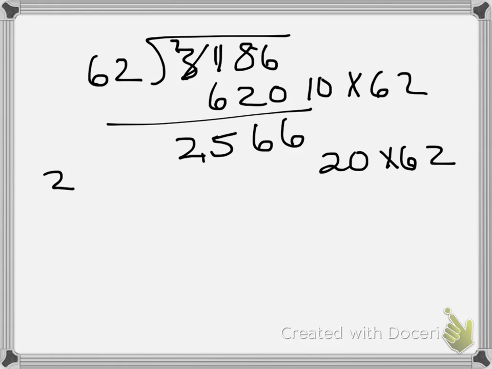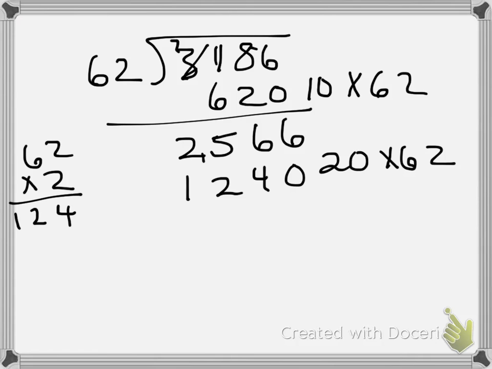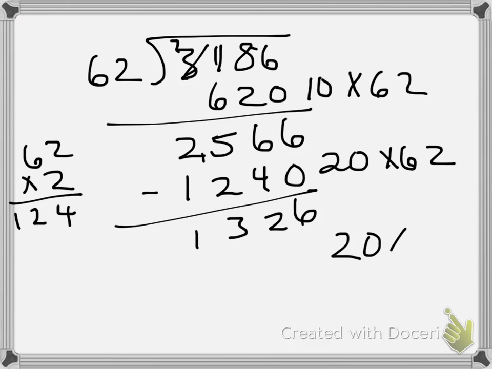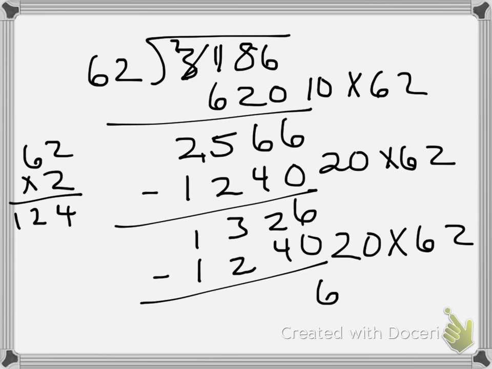And since 2 times 62 is 124, I know that 20 times 62 is that with a 0 on the end of it. So I'm going to subtract that. I have 6, 2, 5 minus 2 is 3, 1. 1,326. Well, I can subtract the same number. 1,240. Subtracting this, I get a 6. I get 12 minus 4 is 8, and I get a 0.